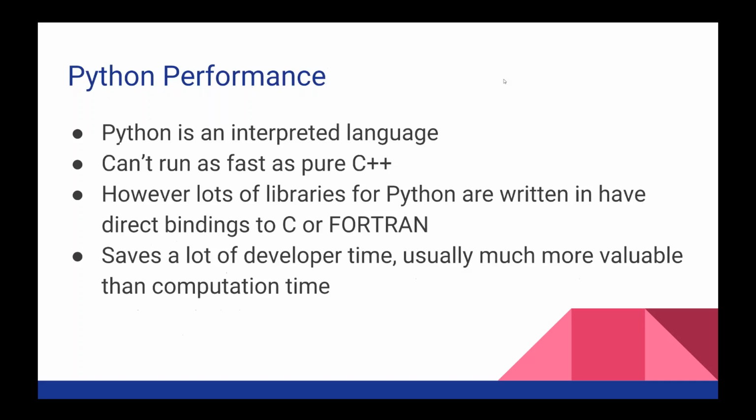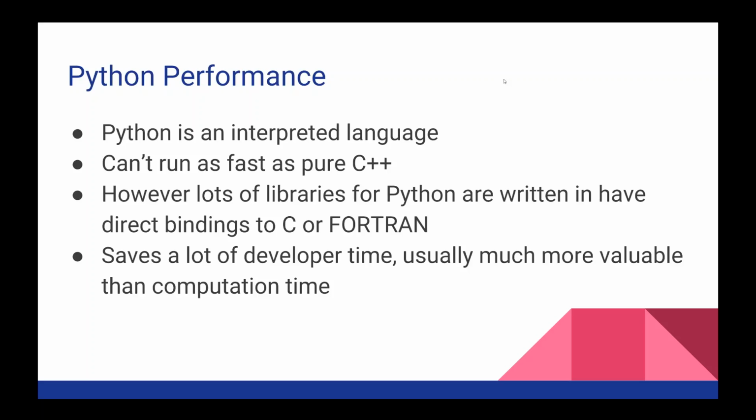So let's talk about Python performance, which is a lot of times what some people try to get on top of Python for. It can't run as fast as something like C++, since it's an interpreted language. However, you should know that there are a lot of libraries for Python that are written to have direct bindings to C or even Fortran, which are languages that run really, really fast. So you can take advantage of these specific libraries, and we'll show you one later on called Numpy, that saves a lot of developer time, and it's usually, again, much more valuable than computation time.